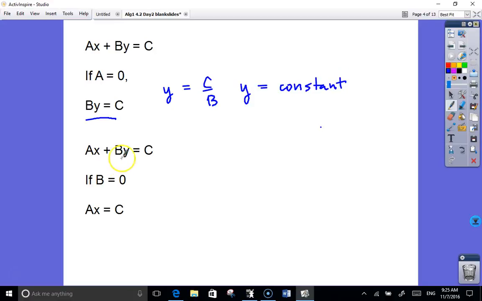Well, what would happen if b equals 0? If the coefficient on the y is 0, then there is no y term anymore, and all you get is ax equals c. How do you solve for x? Divide by a. x equals c over a. So those are two particular forms of a line.